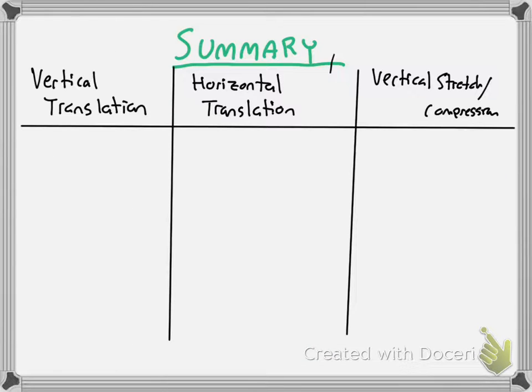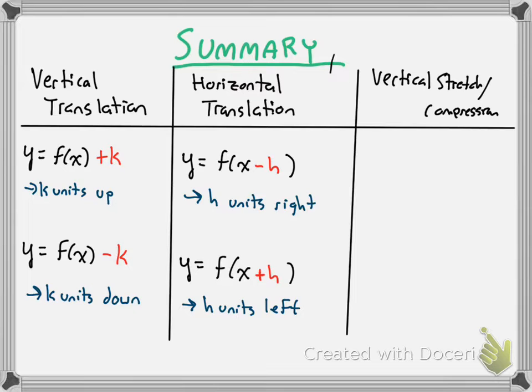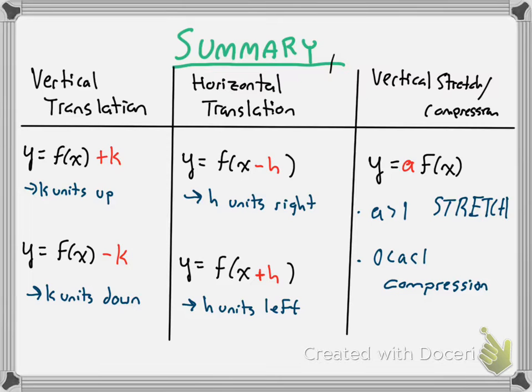In summary, the three transformations we're going to look at are vertical and horizontal translation, and then vertical stretch and compression. For vertical translation, I need to add or subtract a number from the output, like what you can see here. For horizontal translation, I need to add or subtract a number in the input. The key there is in the input. You'll see that number in the parentheses. Last but not least, for vertical stretch and compression, I'm multiplying the whole function by a number greater than 1, which would be a stretch, or a number between 0 and 1, which would be a compression.